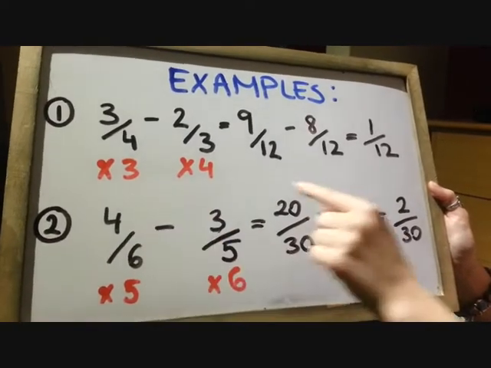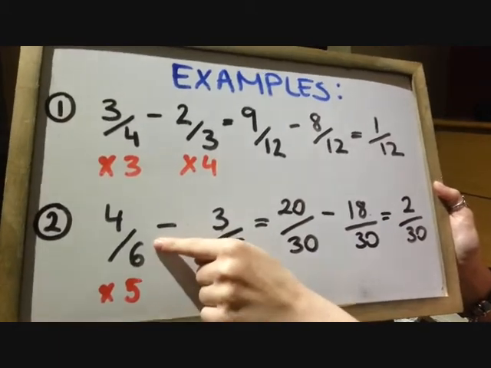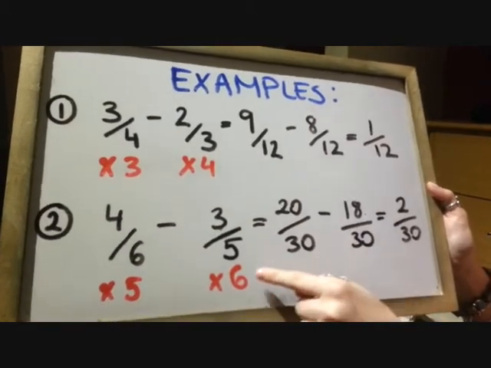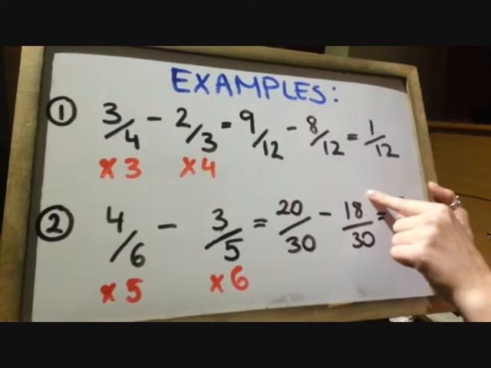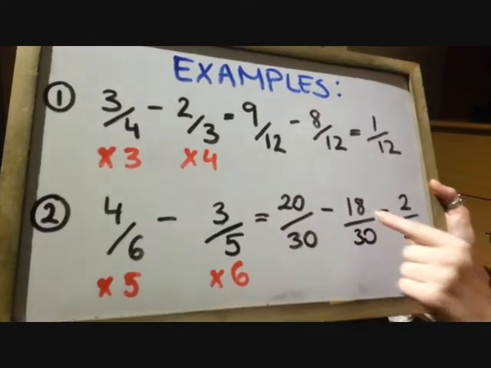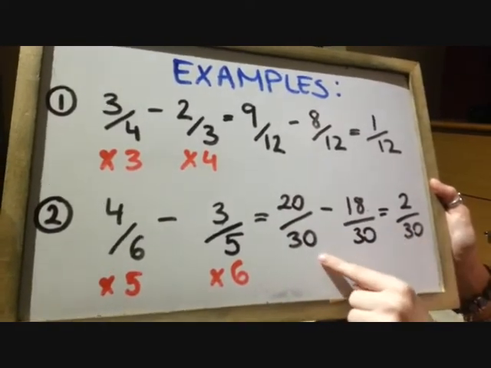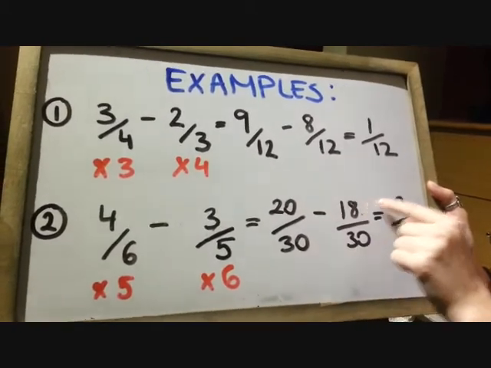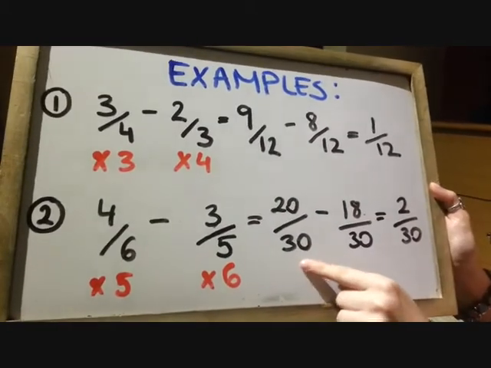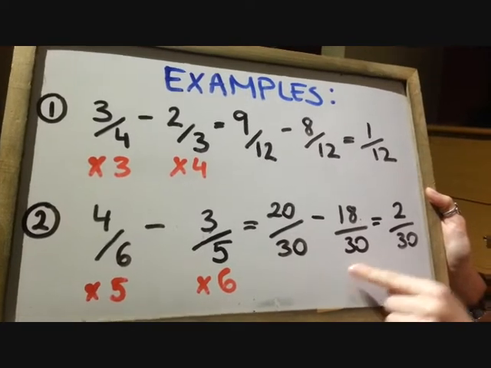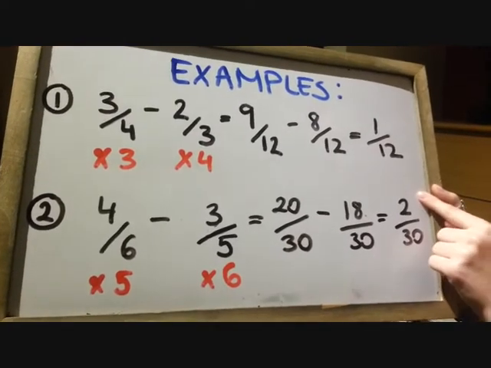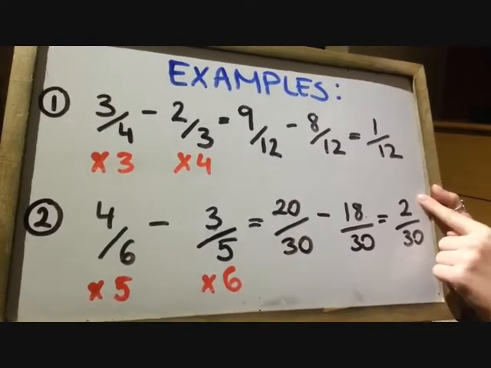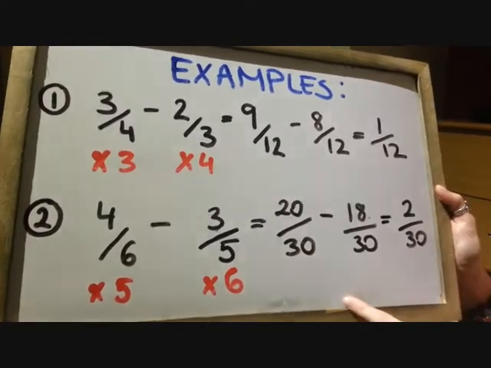5 times 4 gives you 20. 5 times 6 gives you 30. 6 times 3 gives you 18. 6 times 5 gives you 30. When you have this, you do 20 minus 18, which gives you 2. 30 and 30 are the same denominators, which gives you 30 again, which gives you, in the end, the whole 2 over 30 for your answer.